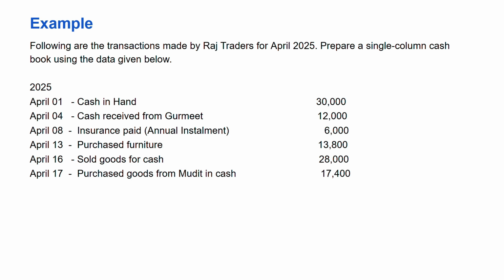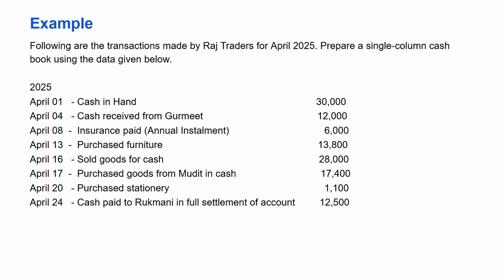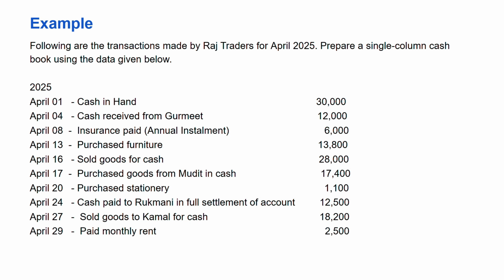April 17, purchased goods from Mudit in cash 17,400. April 20, purchased stationery 1,100. April 24, cash paid to Rukmani in full settlement of account 12,500. April 27, sold goods to Kamal for cash 18,200. April 29, paid monthly rent 2,500. April 29, paid salary 3,500. April 29, deposited in bank 8,000.